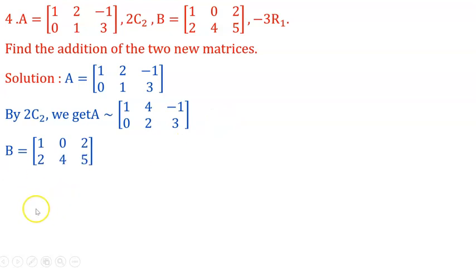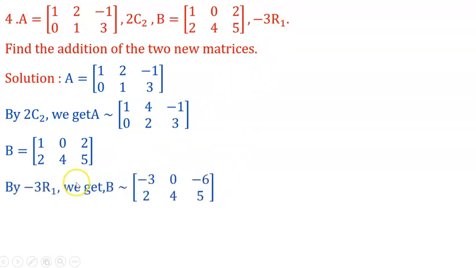Next, 1 0 2, 2 4 5, minus 3 times R1, that is multiply by minus 3 all elements of the first row. Then you will get here minus 3, 0, minus 6. This is the new matrix. Okay.